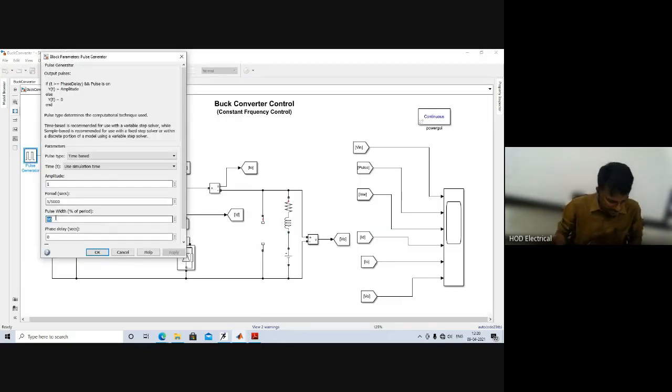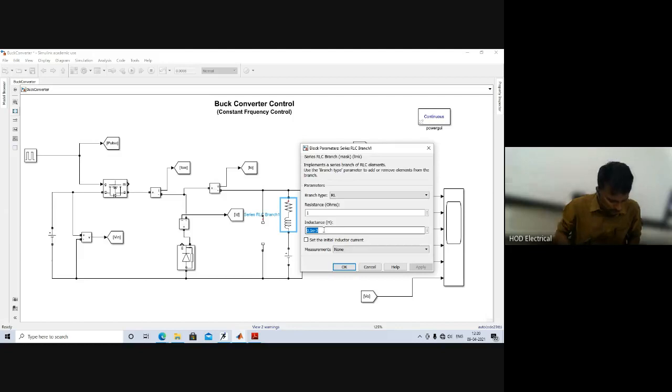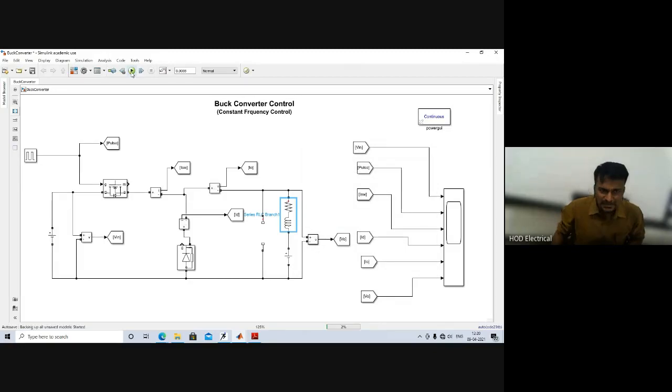Now let me take this duty cycle as 50% constant. Then I have increased the inductance to 5 millihenry. Let me run the simulation now.